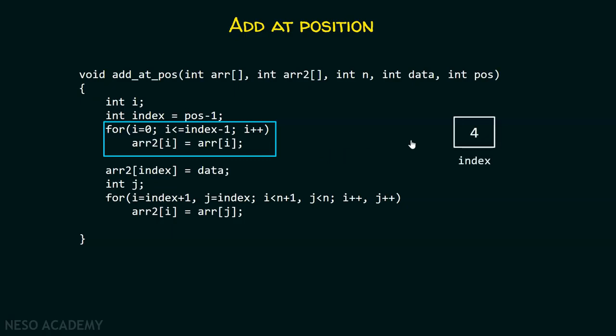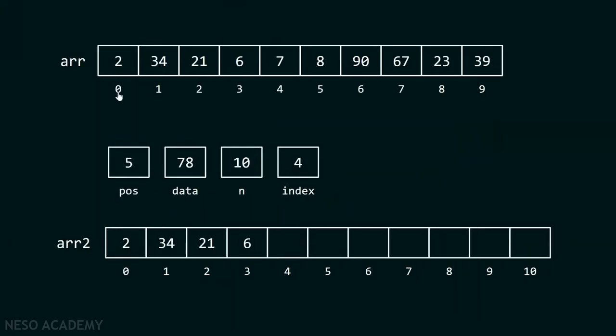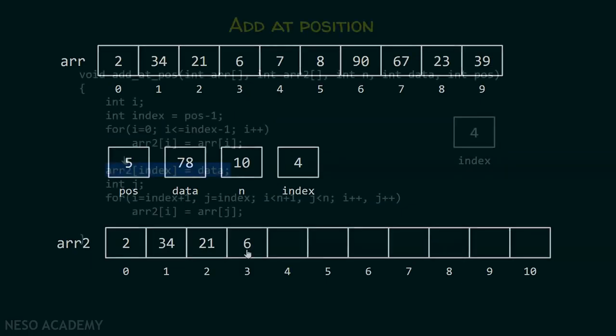So here in this case, you know that index contains this value 4. So this will get replaced by 3. So it runs from 0 to 3. Okay, that means from 0th index to 3rd index. We will copy everything and paste it in the ARR2 as you can see over here.